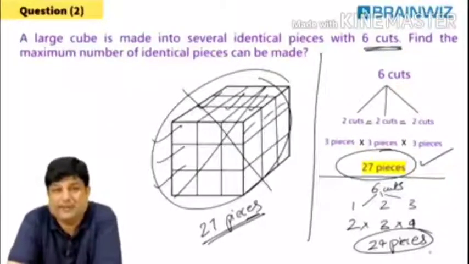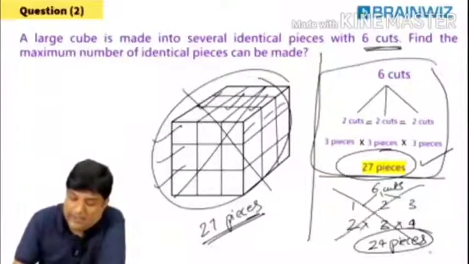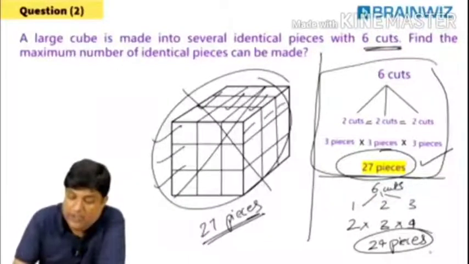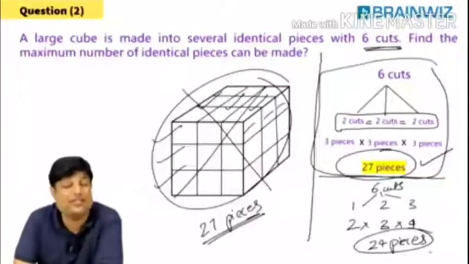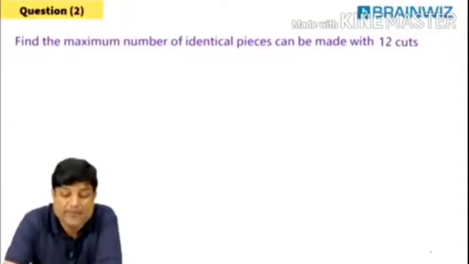27 pieces is maximum. But why are you getting maximum here? Why are you not getting it here? The simple reason is equality. I am maintaining equal number of cuts in all the three axes. Here I am not maintaining equal number of cuts. Understood the simple reason?